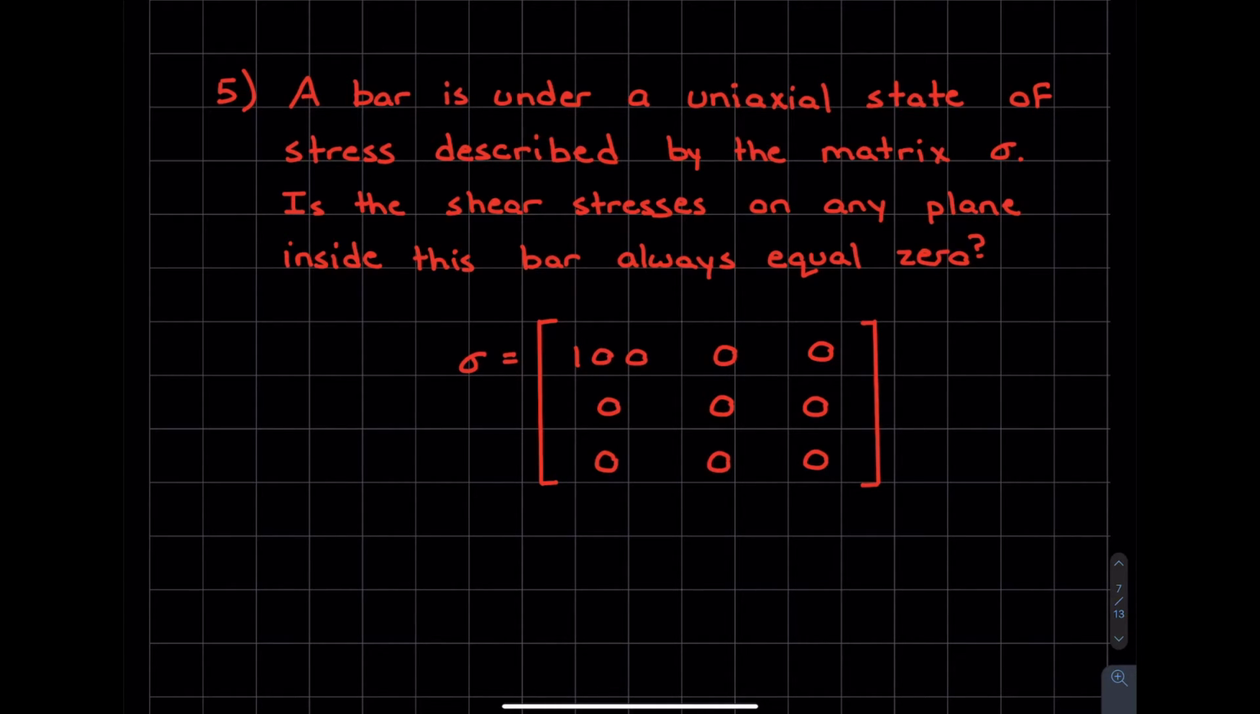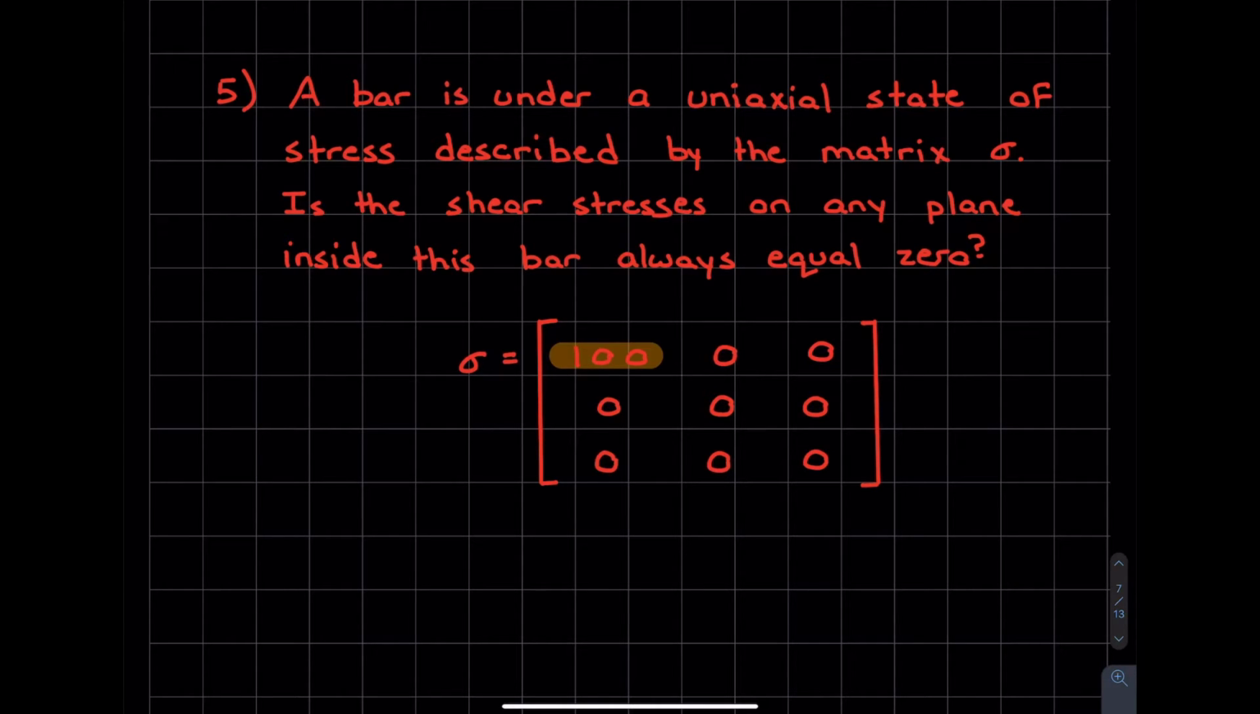So looking at question number 5, it says a bar is under a uniaxial state of stress described by the matrix sigma. If we look at the stress matrix, not a lot's going on. We have a sigma 1,1 component and nothing else. So in essence, this bar is just being pulled horizontally. Nothing else is happening, no shearing, no stretching in the vertical direction. Again, just being pulled horizontally.